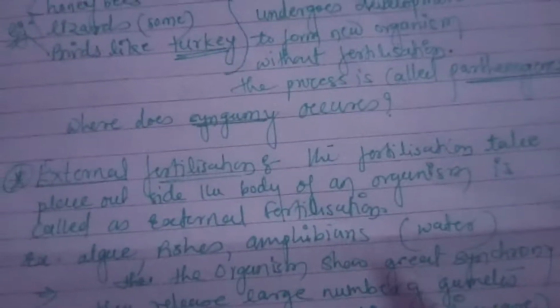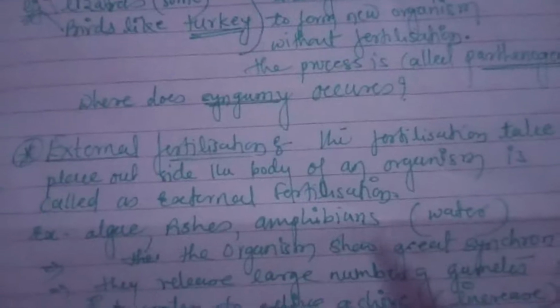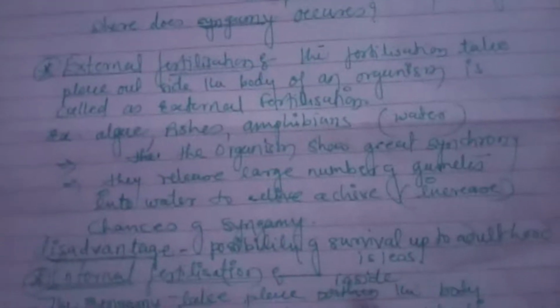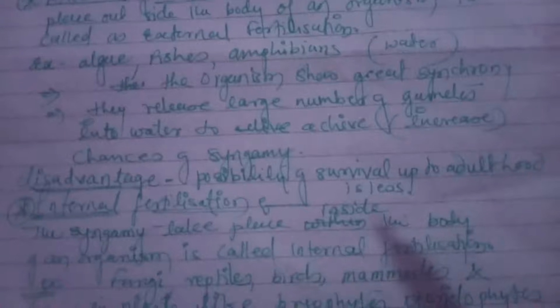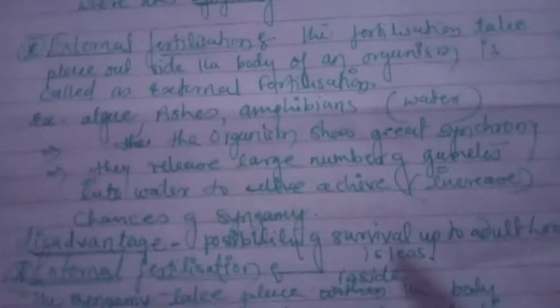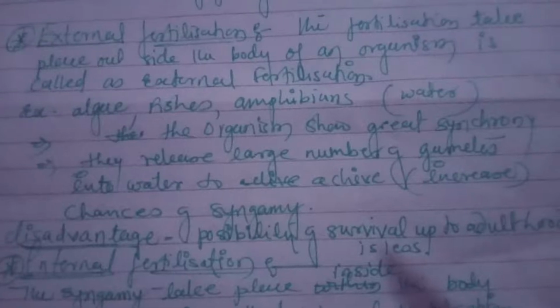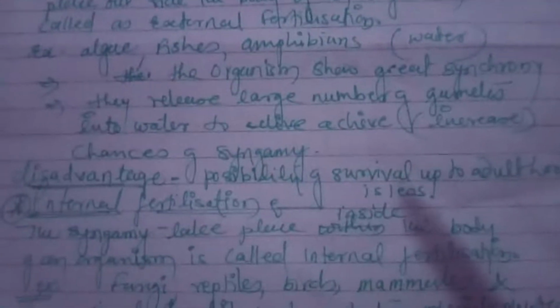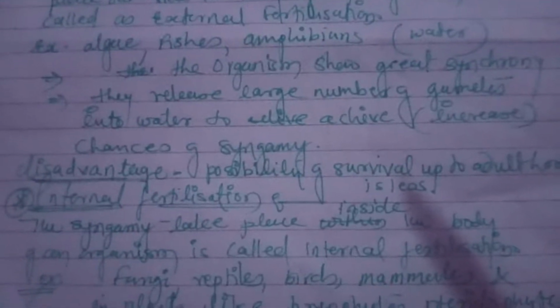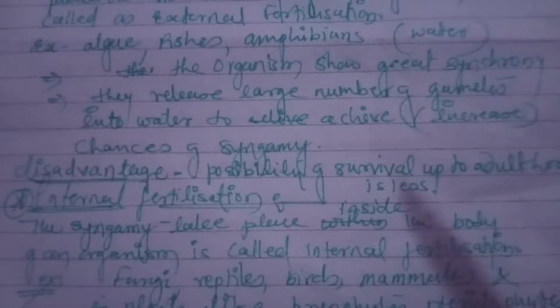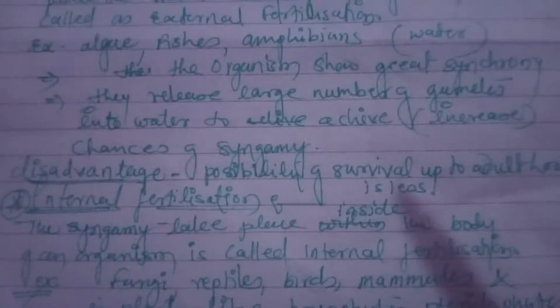Understood? Now, based upon where the syngamy occurs, where the fertilization happens, there are two types: one is external fertilization, another one is internal fertilization. External fertilization means fusion of male and female gametes takes place outside the body of an organism. Internal fertilization means the fusion of male and female gametes, or syngamy, takes place inside the body of an organism.